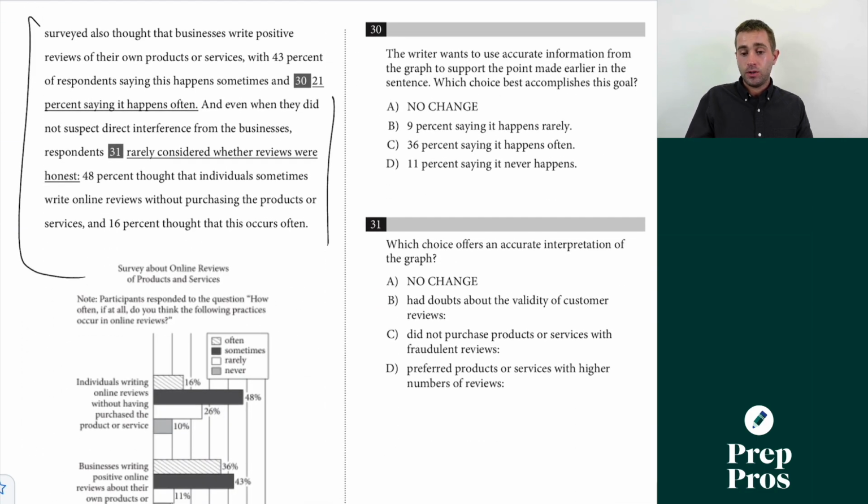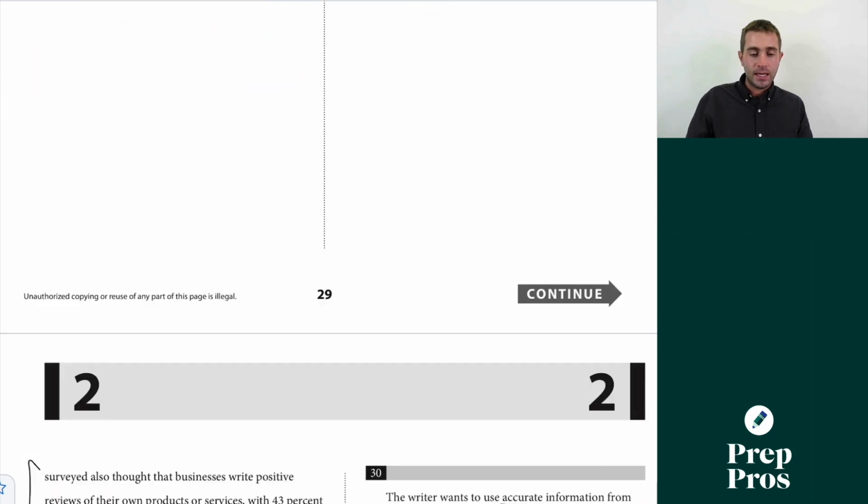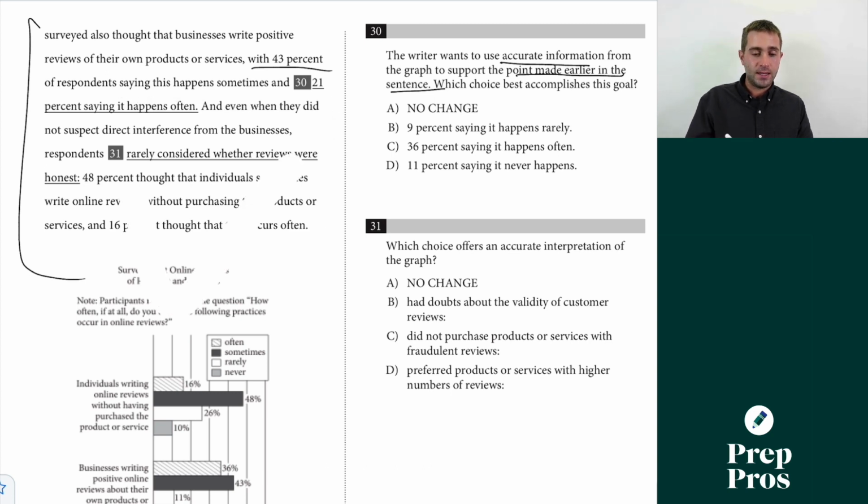Now, question 30. The writer wants to use accurate information from the graph to support the point made earlier in the sentence. So it has to be accurate and support what we're talking about. Our point we made earlier, we'll read back through to make sure I'm not missing anything. The individuals surveyed also thought that businesses write positive reviews of their own products or services, with 43% of respondents saying this happens sometimes, and 21% saying this happens often.